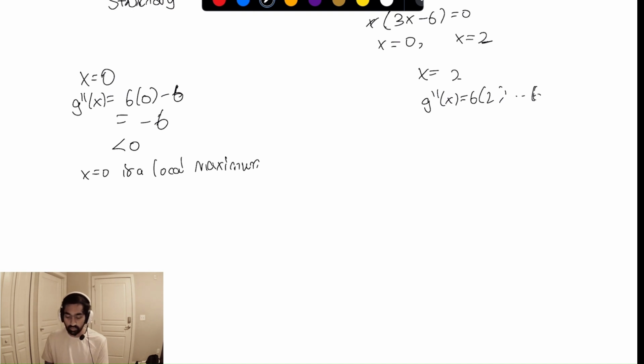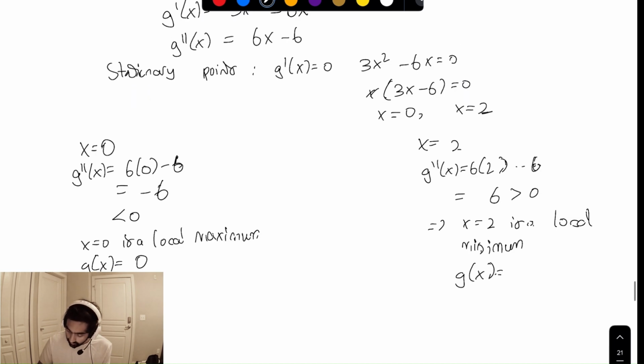The next part asks us to sketch the graph of g, showing its intercepts, stationary points, and any other important features. So the first thing that we should do is, since we're asked to find the stationary points, let's actually find what the stationary point is. We know the stationary point is x equals 0, but what's the y corresponding to this x equals 0? Well, when x is equal to 0, g of x is equal to 0 cubed minus 3 times 0 squared, so g of x is just 0. And g of x at x equals 2 is equal to 2 cubed minus 3 times 2 squared, which is 8 minus 12, which is equal to minus 4.